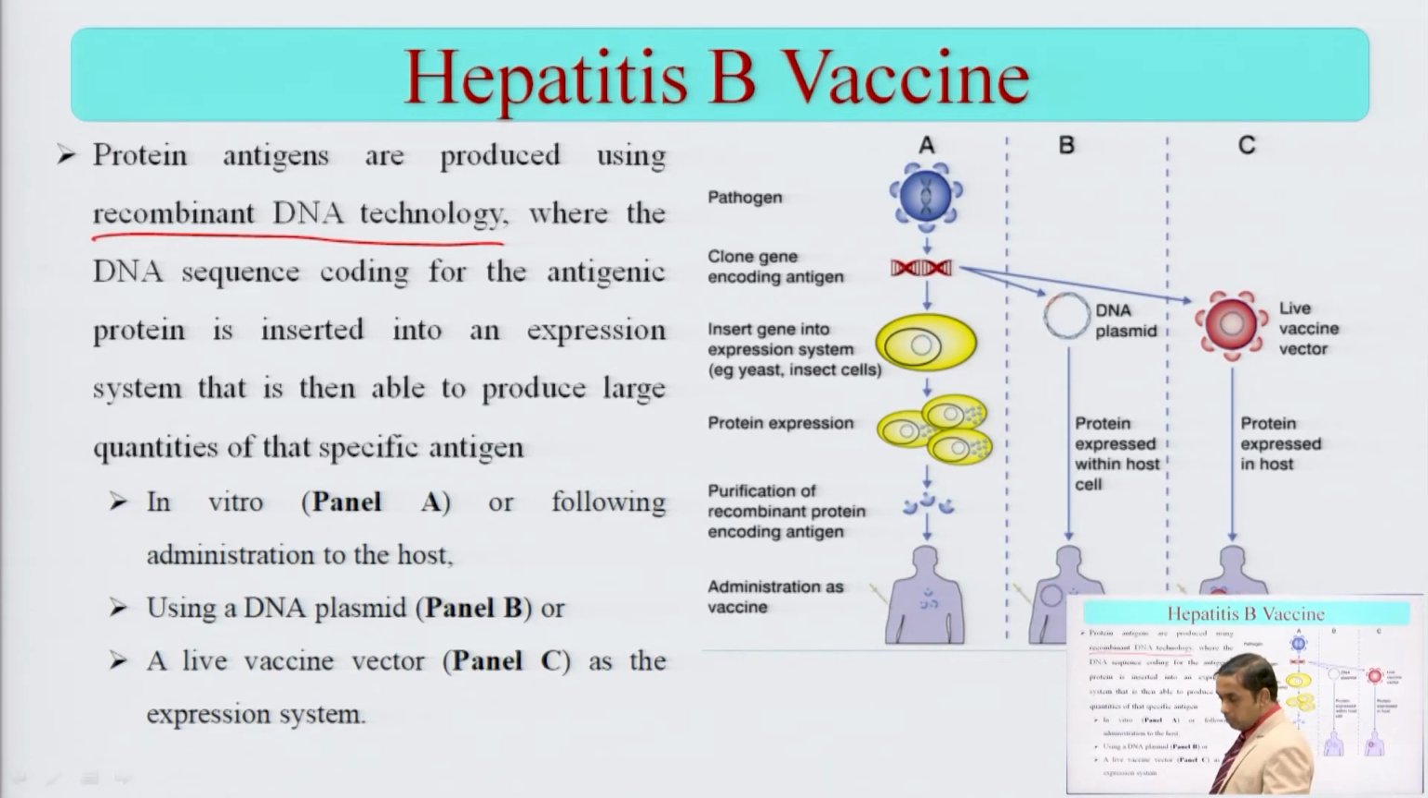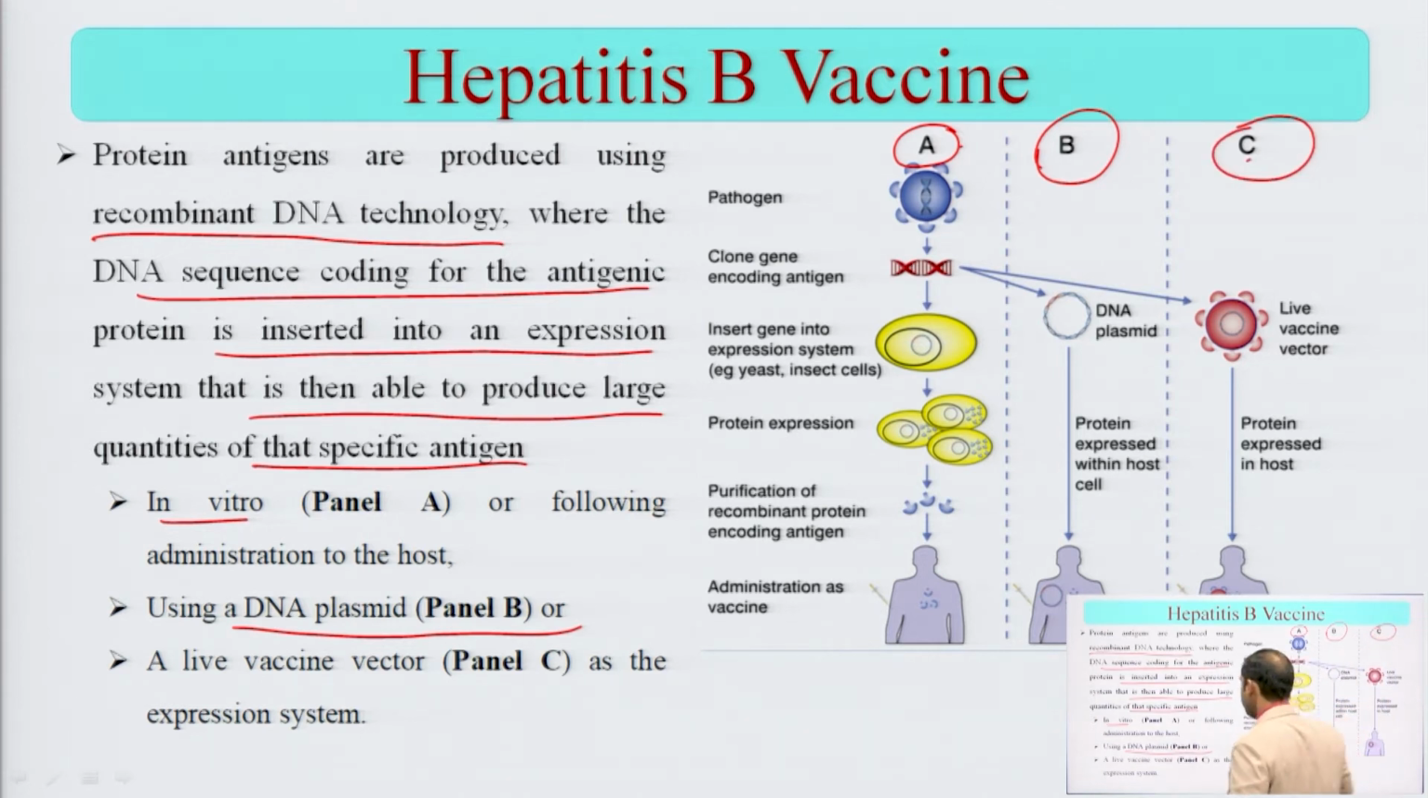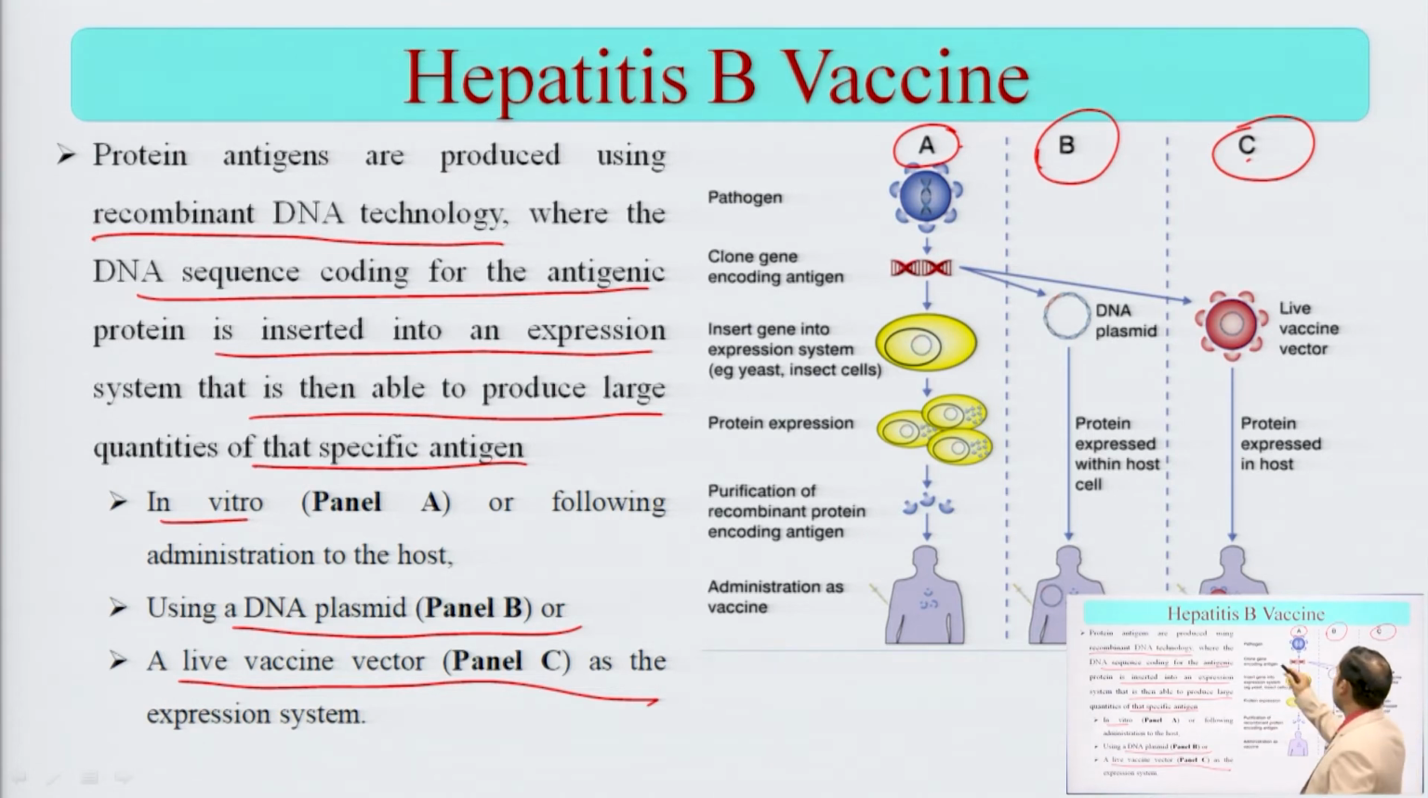Now, to make the vaccine ready, you have to take the help of rDNA, recombinant DNA technology, where the DNA sequence coding the antigen protein is inserted into an expression system that is then able to produce a large quantity of the specific antigen. For example, this panel A is in vitro, panel B is using a DNA plasmid, and panel C is the live vaccine vector. See, this is a pathogen. If you clone the gene coding the antigen into a DNA plasmid, this is called a recombinant DNA.